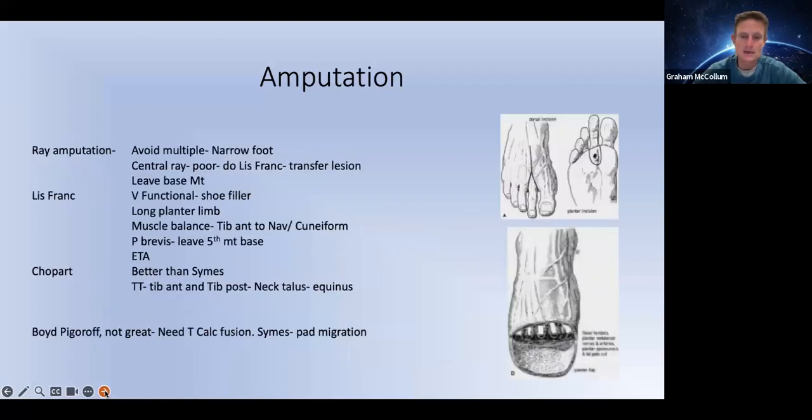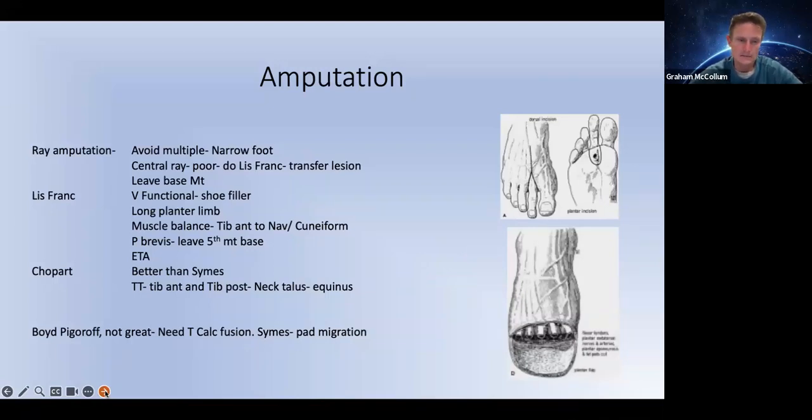Syme's amputation is an amputation that I've done in kids a couple of times, and I've tried to do it in adults, but it just doesn't work. It's basically advancing the heel pad over the calcaneus, doing a talectomy, but that tends to cause the pad to migrate, and it's not a really good option in adults. I haven't had a lot of success, but the advantage is that you don't need a prosthesis to walk around, and you've got quite good specialized skin to walk on your heel.